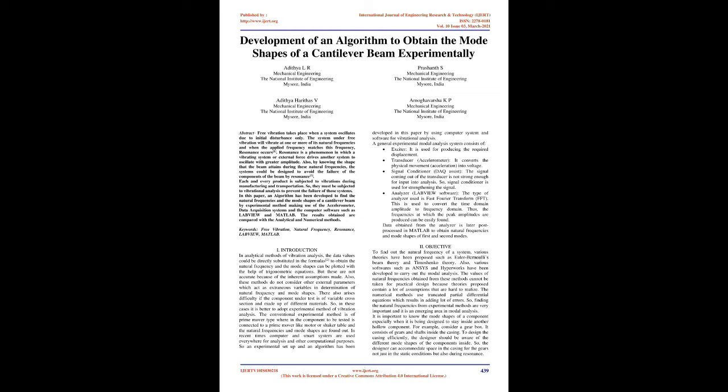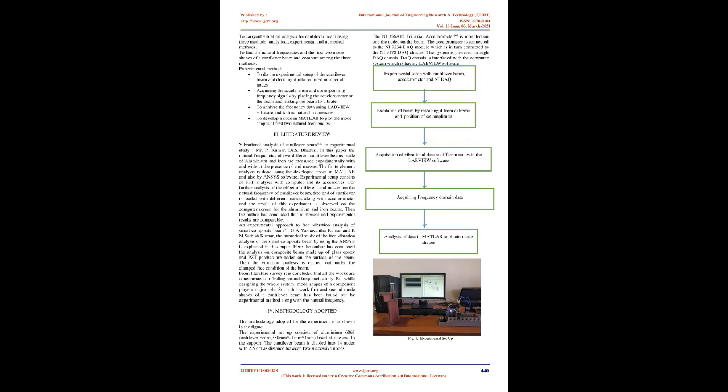developed in this paper by using computer system and software for vibrational analysis. A general experimental modal analysis system consists of an exciter, which is used for producing the required displacement; a transducer, the accelerometer, which converts the physical movement, acceleration, into voltage; and a signal conditioner, DAQ, as the signal coming out of the transducer is not strong enough for input into analysis. So, the signal conditioner is used for strengthening the signal.